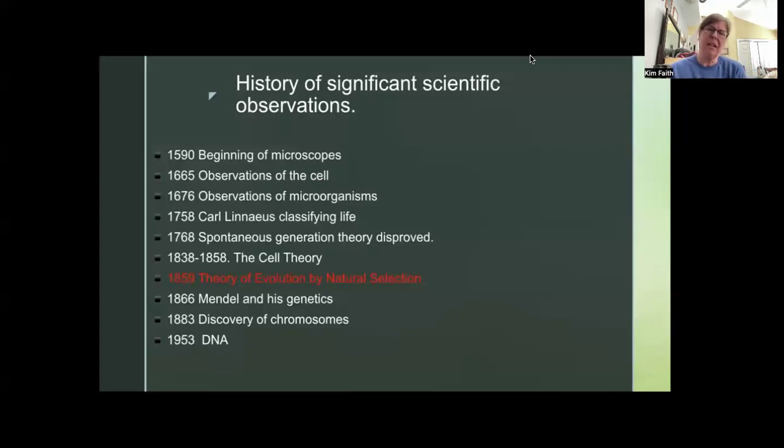So it just puts things in perspective of the timeline in which we came up with this theory of evolution before we even knew all these little details that are necessary to fully understand how life became so diverse on our planet.